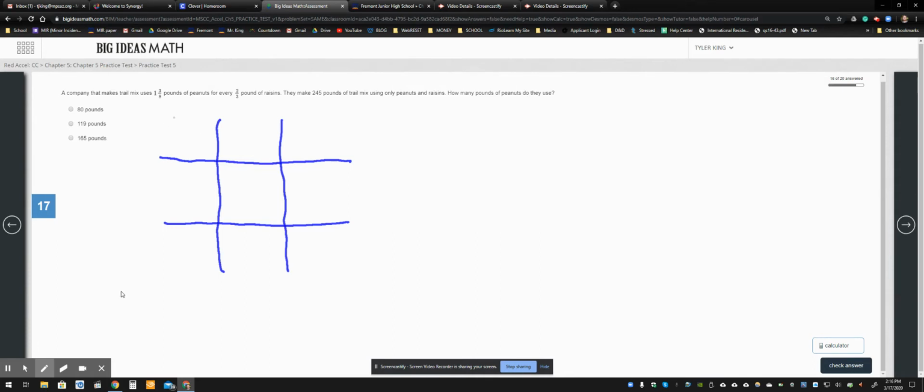Okay, so we have our first ingredient, which is going to be the peanuts. And that's 1 3/8 of a pound. Plus we're going to be doing the raisins, which is 2/3 of a pound. And then we have the trail mix, and that's going to be equal to our trail mix. Now we don't know how much this is, but we do know that they're going to make 245 pounds of it.